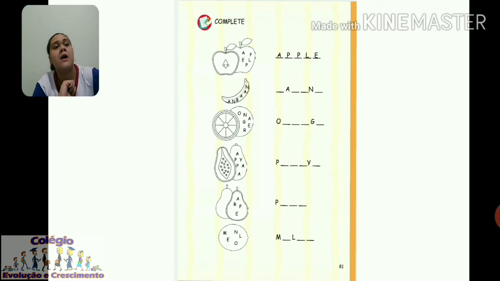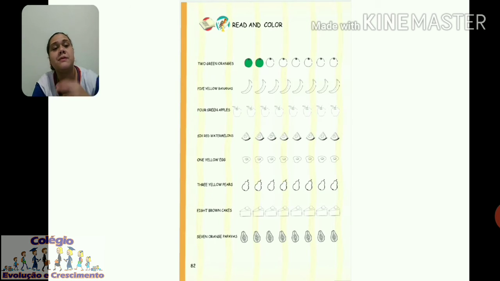Very simple. On page 82, read and color.